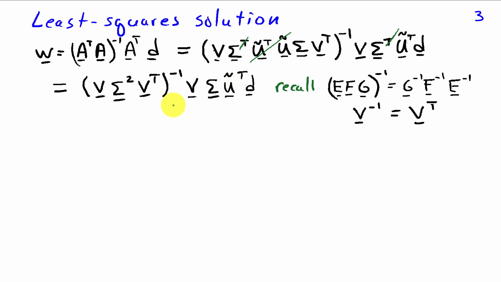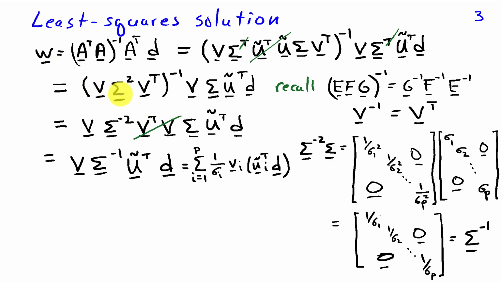Now for our next step, we're going to simplify the inverse of this product of 3 matrices here. Recall that if I have a product of 3 matrices where each matrix is invertible, then the inverse of the product is the product of the inverses, just in the reverse order. So here, these 3 matrices are invertible since V inverse is equal to V transpose because the columns of V are orthonormal. And sigma is a diagonal matrix with the singular values, which are all greater than 0 on the diagonal.